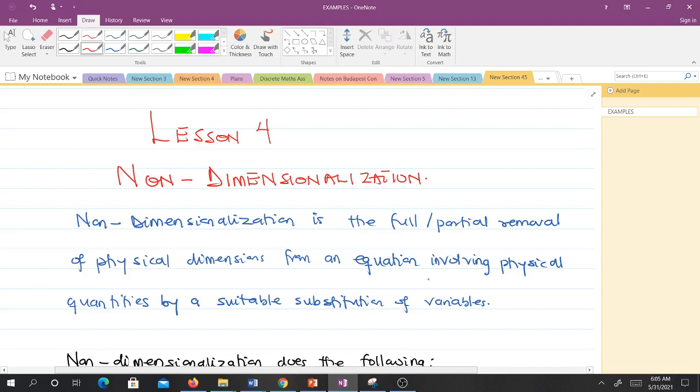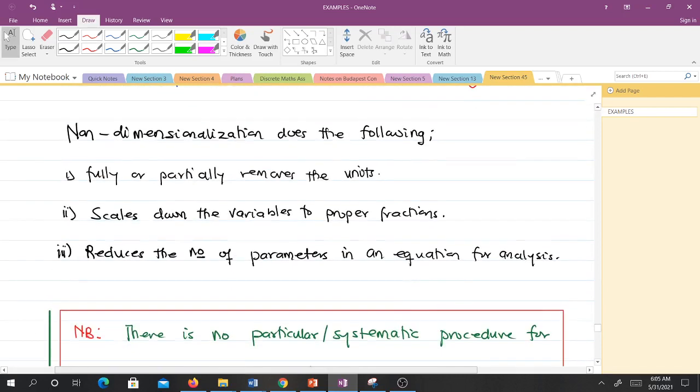Non-dimensionalization is the full or partial removal of physical dimensions from an equation involving physical quantities by a suitable substitution of variables. And non-dimensionalization does the following. It fully or partially removes the units, it scales down the variable to proper fractions, and it reduces the number of parameters in an equation for analysis.